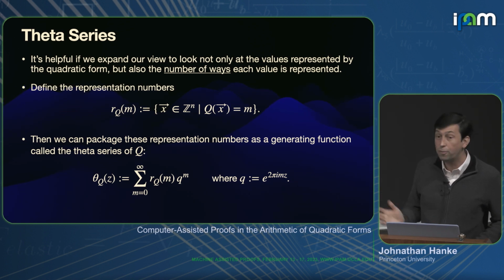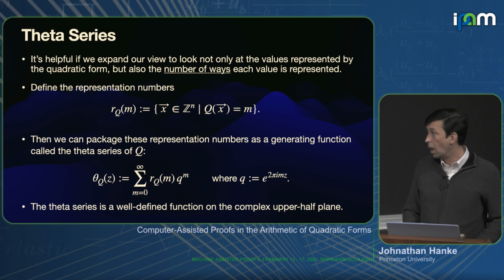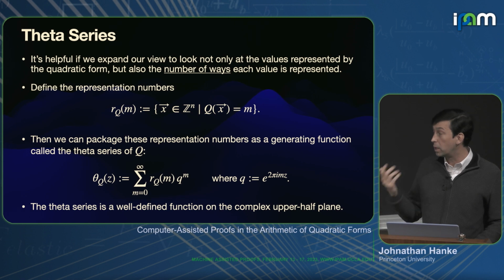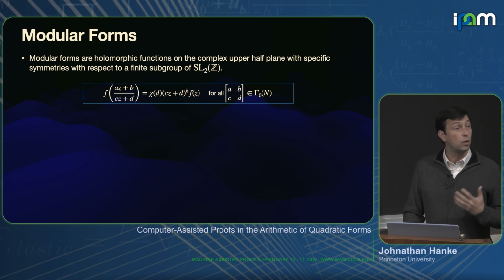Okay, so this is a Fourier series. This is the Fourier generating series of the quadratic form, and this generating function is a well-defined function on the complex upper half plane because the representation numbers grow polynomially, and so it converges, you can prove, to a holomorphic function on the upper half plane. And more than that, it has a lot of symmetries. The symmetries come from the Poisson summation formula fundamentally, but we package them nowadays by saying that the theta function is a modular form.